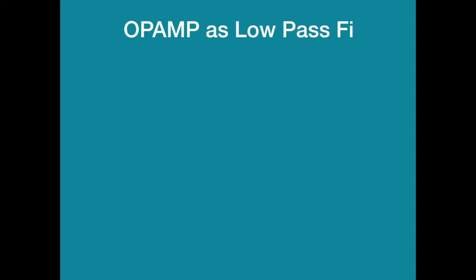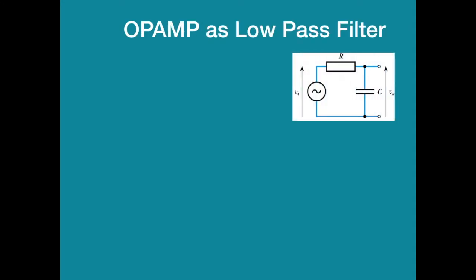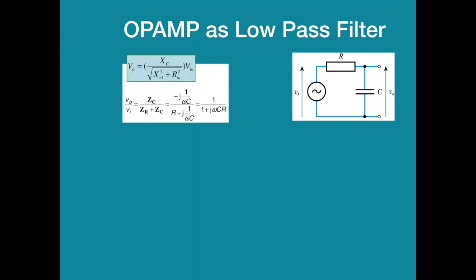Coming to the op-amp low pass filter, first of all we have a general RC low pass filter here. You can see here the output is obtained across this capacitor. The input is applied to this RC circuit, and the output is across XC, and finally V out by V in is given by 1 upon 1 plus j omega CR.